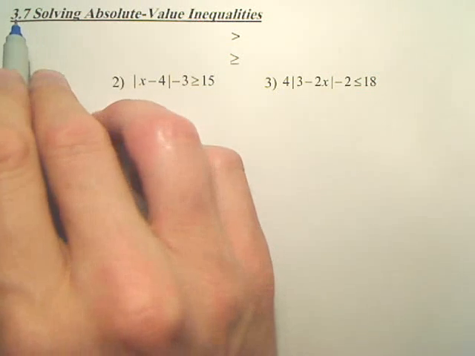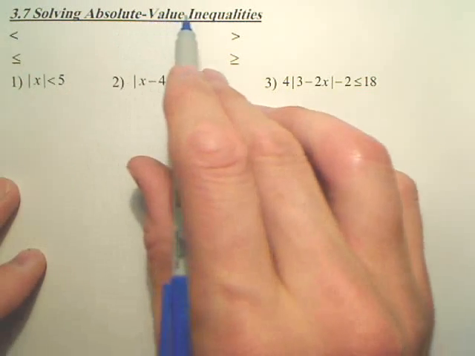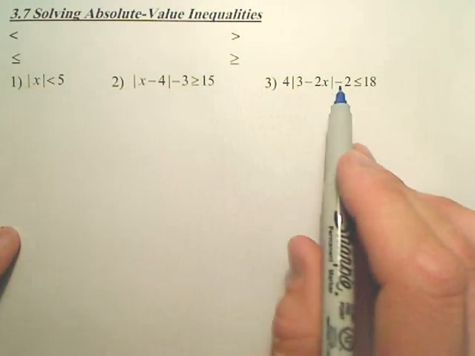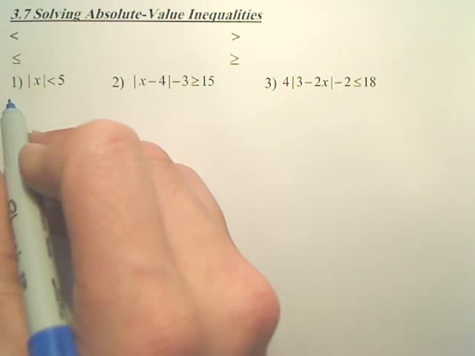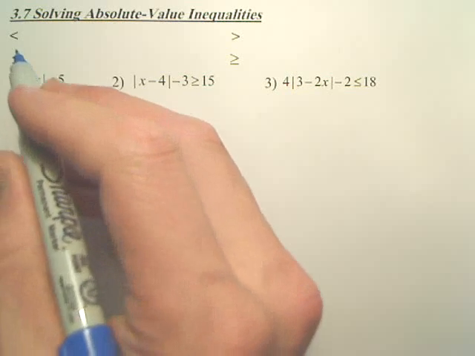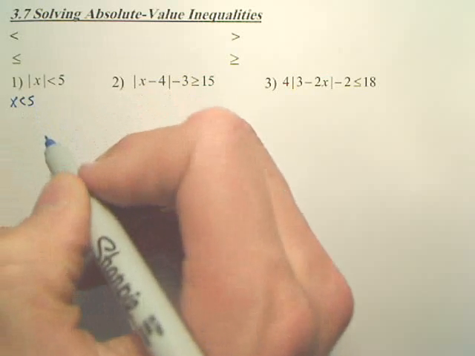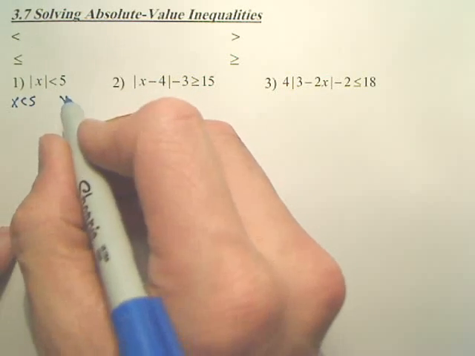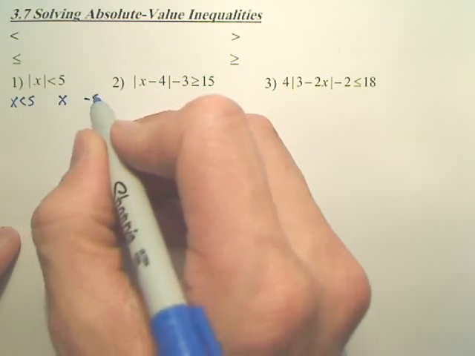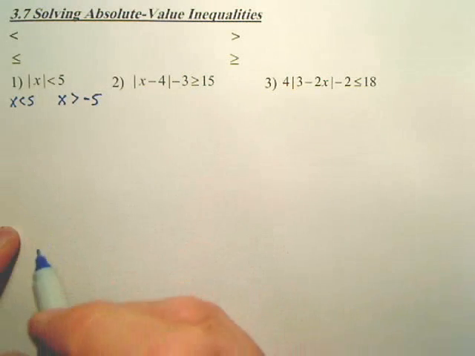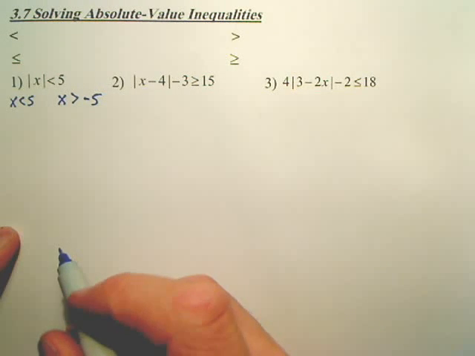Here we go. Okay, 3.7, solving absolute value inequalities. Whenever you have an inequality like this, for number 1 here, you're going to make two equations. You're going to make x is less than 5, but your other one is going to be x greater than negative 5, just like equations, except you flip the sign. Okay?